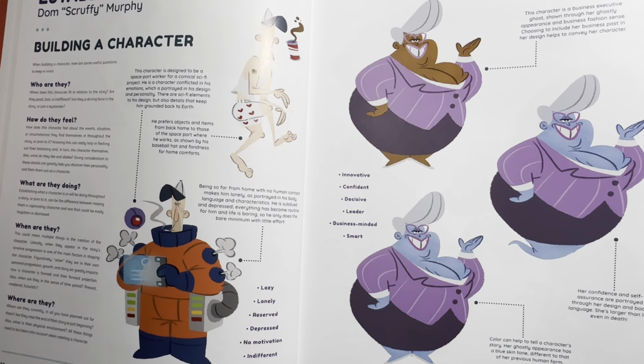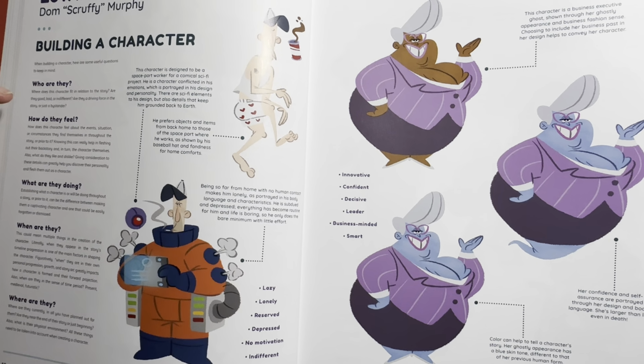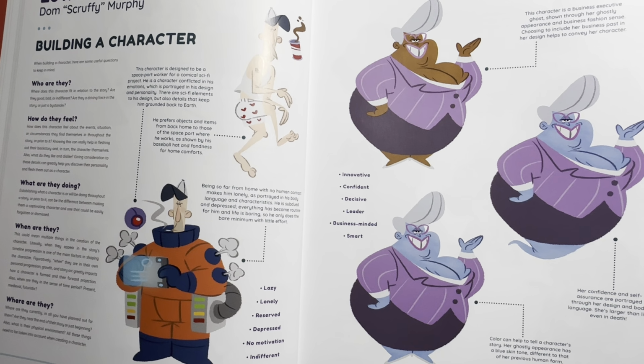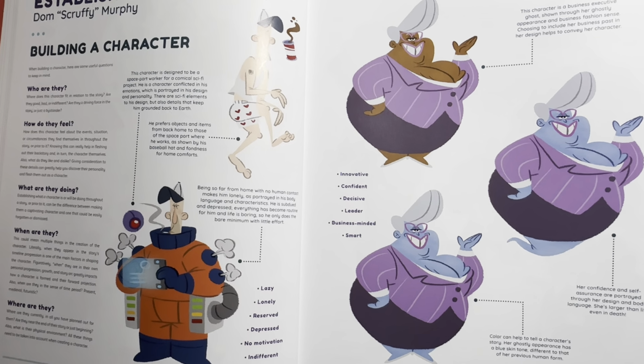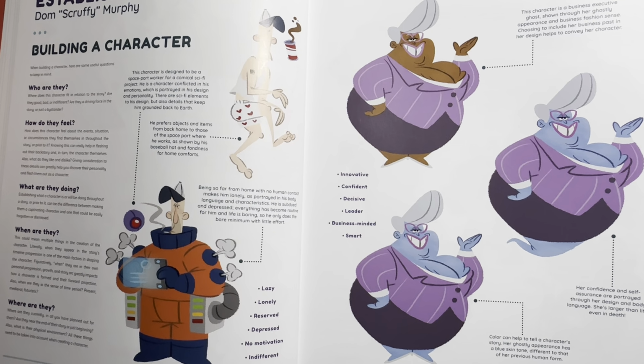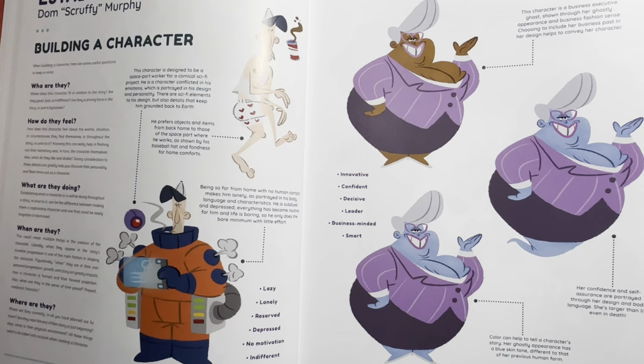So the key questions you want to ask when you're building a character are: who are they? How do they feel? What are they doing? When are they? And where are they? To break that down, who are they? How do they fit into the story? Are they a bystander? Are they just some sidekick? Are they the main character? Are they the main character's family? That's basically what you want to ask.